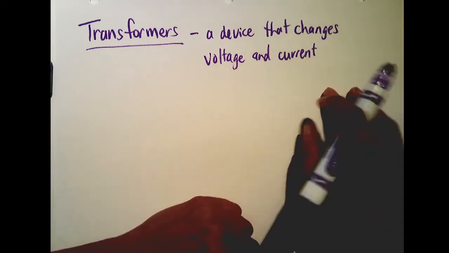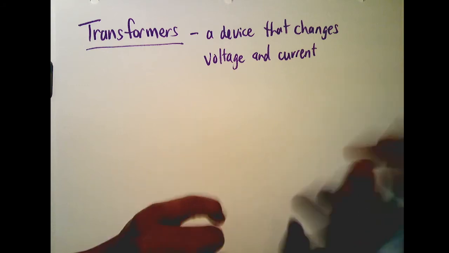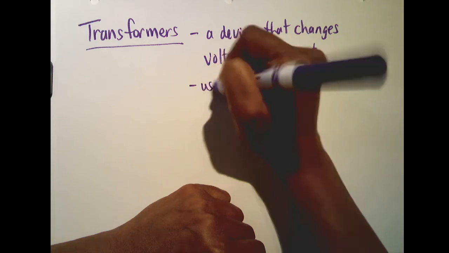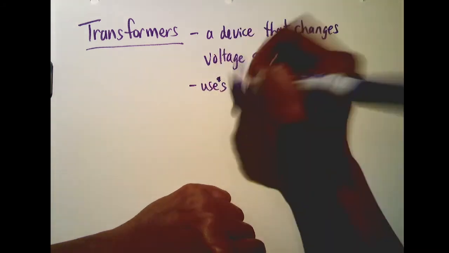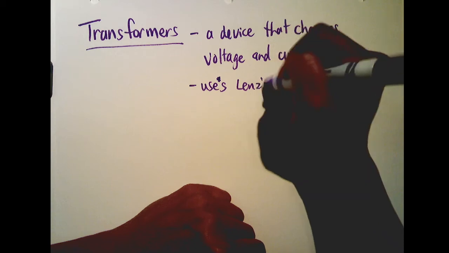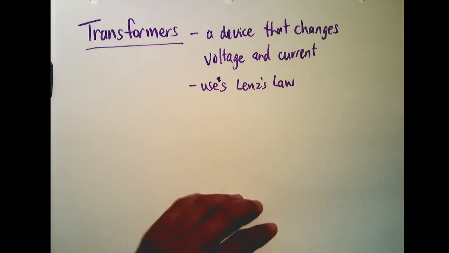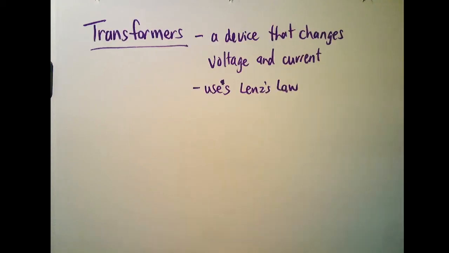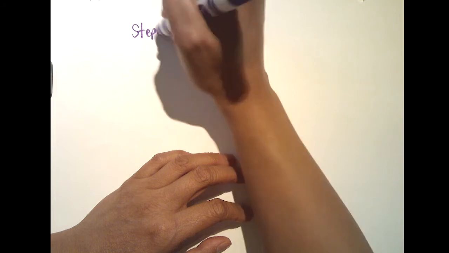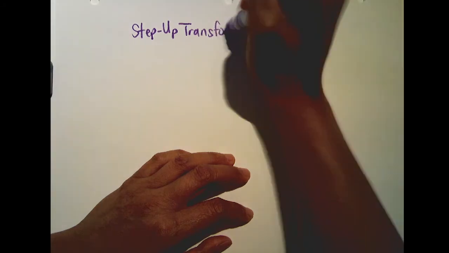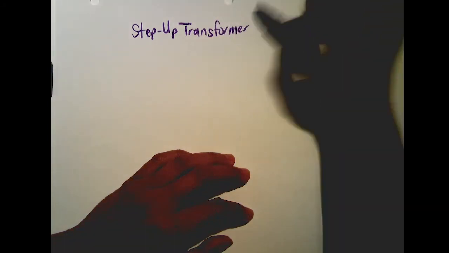So it is a device that changes voltage and current, just like an adapter. And it does use Lenz's law. Okay. And so let's actually set one up so you can see what it looks like. So I'll start on a new page and I'm going to give you an example of a step up transformer. We're going to step it up by 3 times.